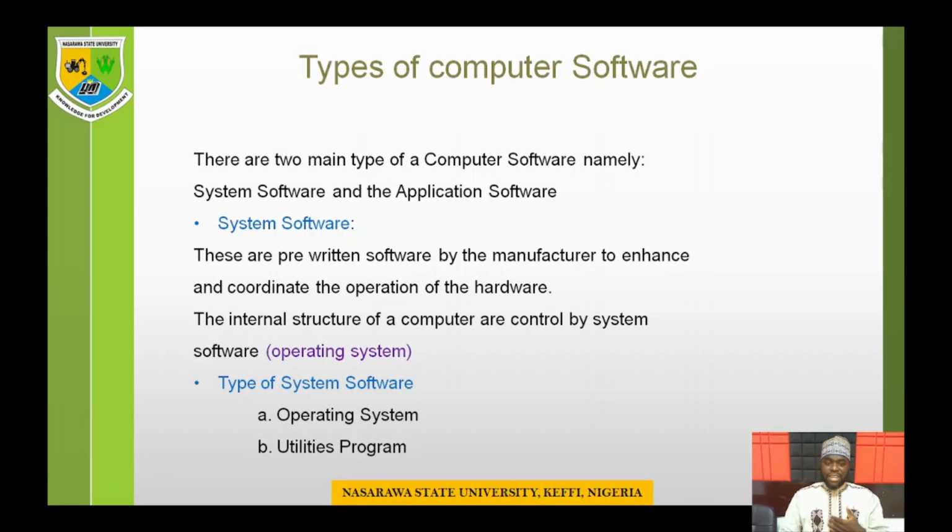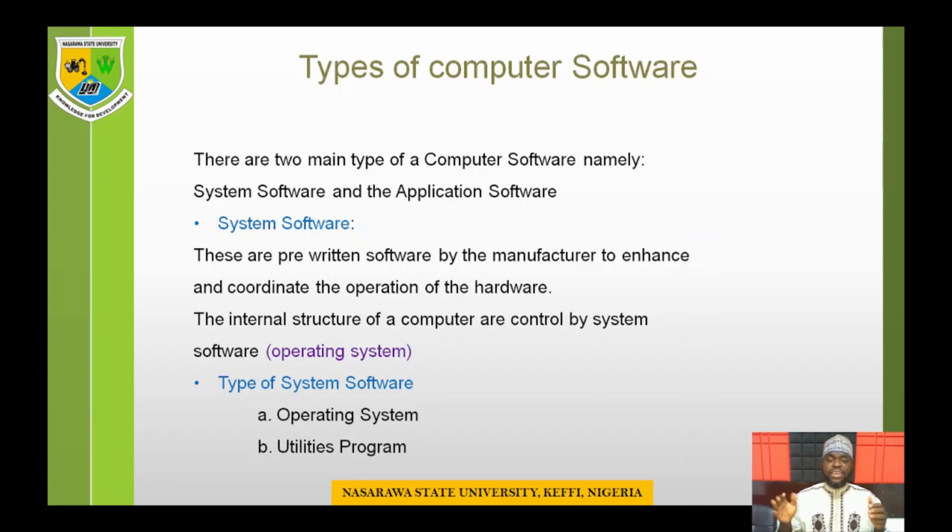So we first look at the system software, and these are pre-written software by the manufacturer to enhance and coordinate the operations of the hardware. Typically, with our application software that we use in our daily life, like your Microsoft Office, where you want to type your documents, or the Adobe Reader that you need to read your PDF files, many other applications cannot communicate with the underlying hardware itself without the help of the system software.